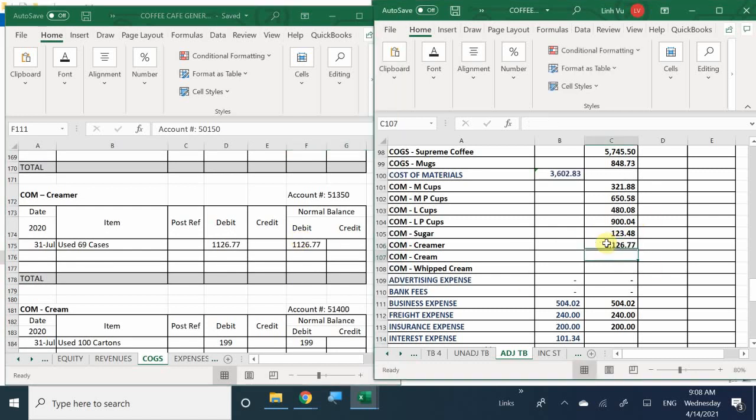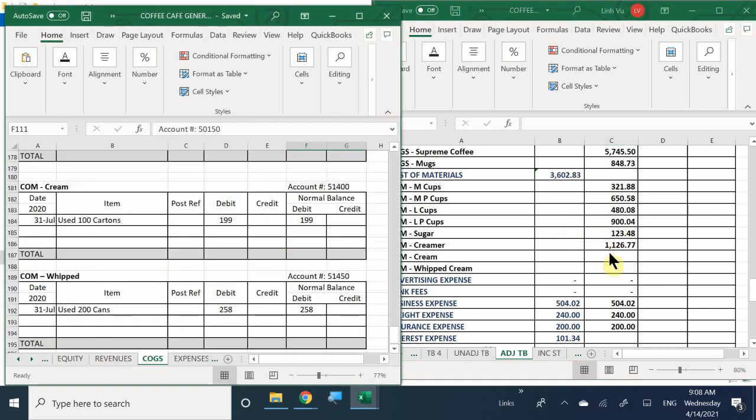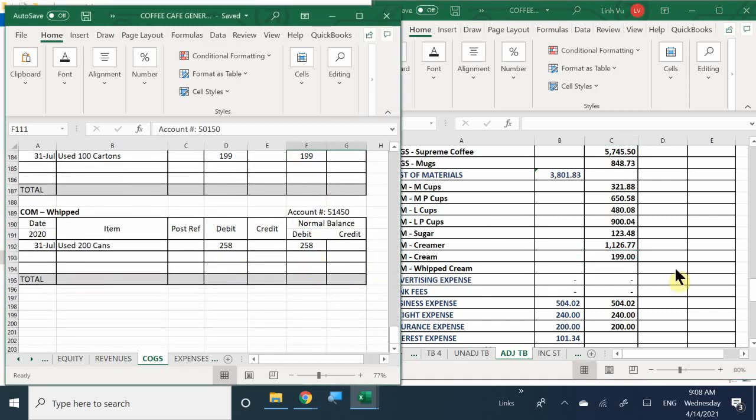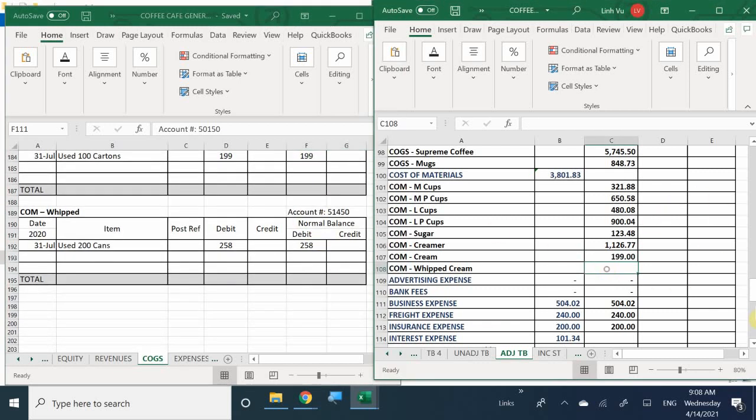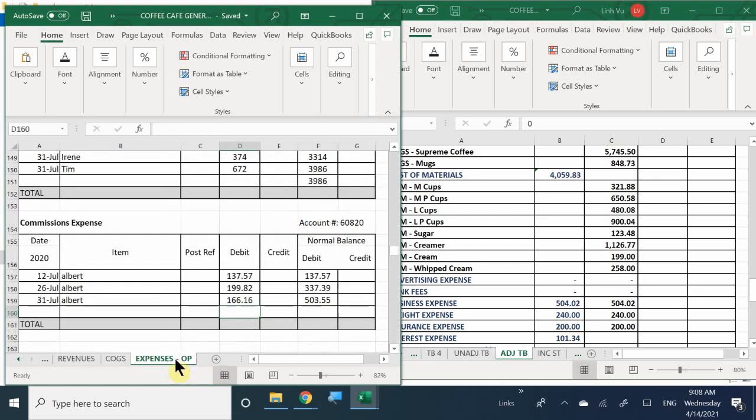And what about my creamer? $1126.77. And my heavy whipping, my heavy cream. $199. And last but not least, my whipped cream. $258. Right, there you go. I have all my numbers summed up for my cost of materials. Okay. Good. So next is going to be my operating expenses.